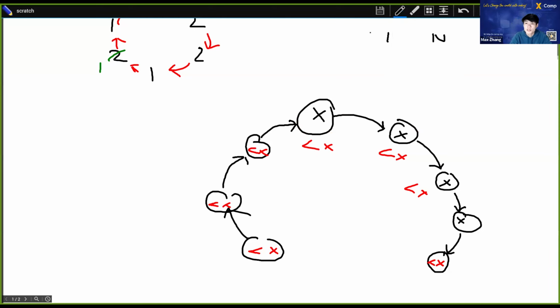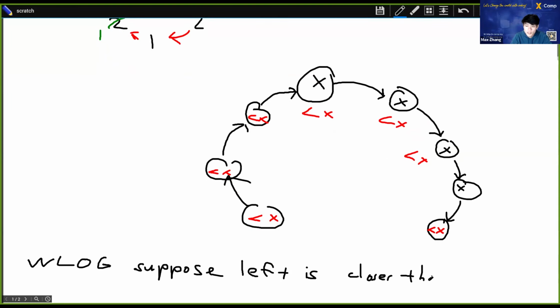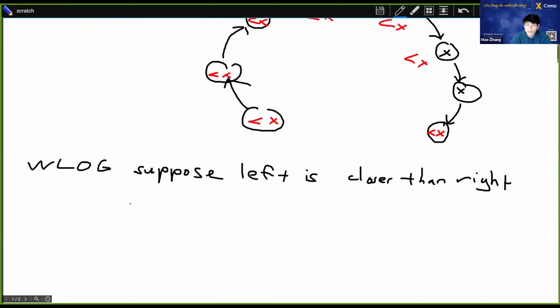And then what happens is, without loss of generality, suppose the left is closer than the right. So suppose the closest cow with less milk to this cow is closer than this cow's next smallest milk on the right. And what happens is, let's look at the contribution to the answer at each time step.